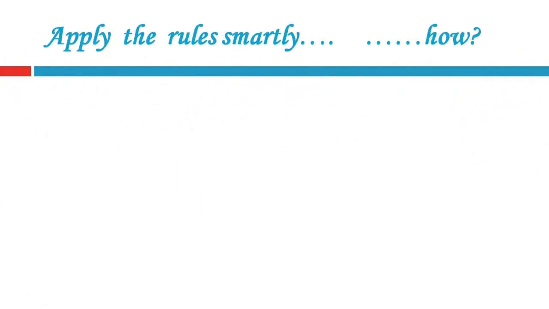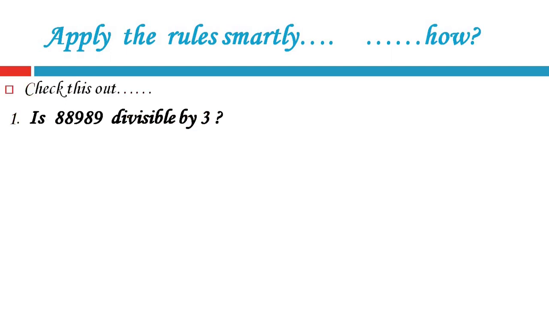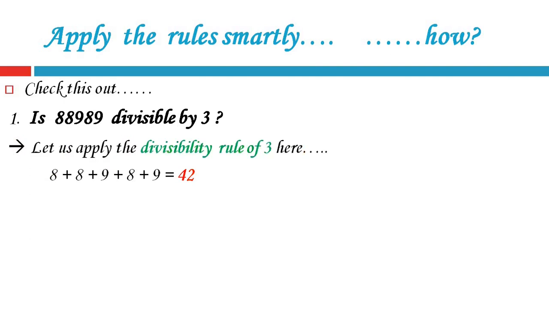Now as such, you know the rules. You have to apply the rules smartly. The question is, how will you apply the rules smartly? Let's see this. Is 88,989 divisible by 3? The rule says you just need to add the digits to find out whether the number is divisible by 3 or not. So when I've added all the digits, the sum comes to be 42.